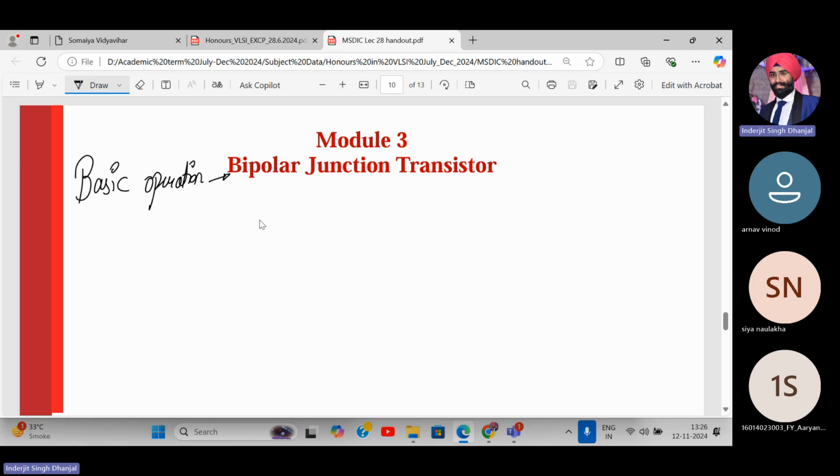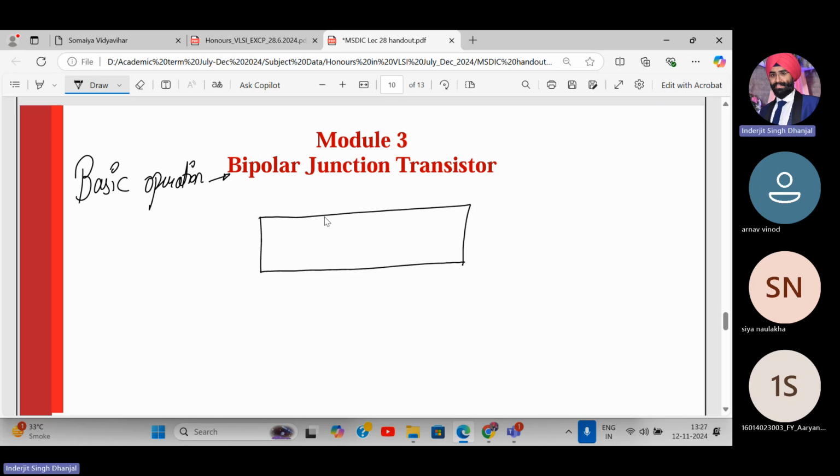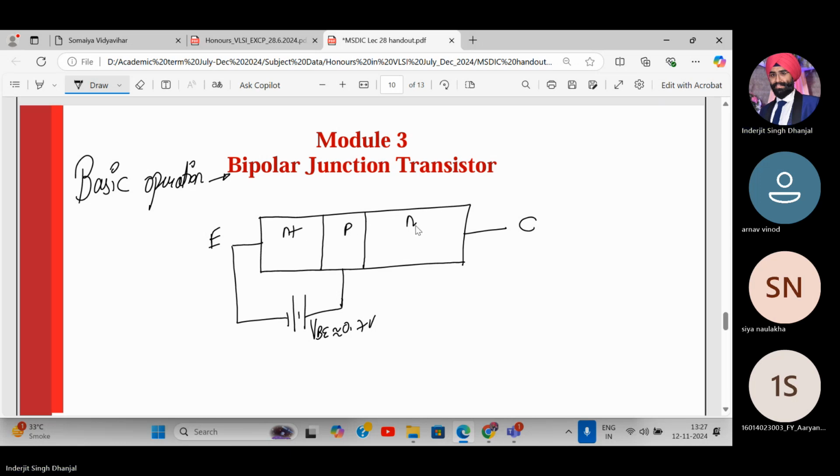So for that, let me draw this diagram. It's easier to explain it using this diagram. That's why we are drawing it, no other reason involved. This is my collector, this is my emitter, and here I'm applying only VB, which is around 0.7 volt. We know that. This is N plus, P, N.